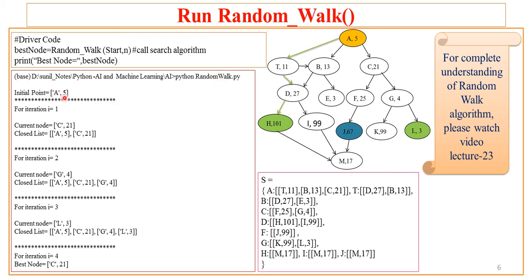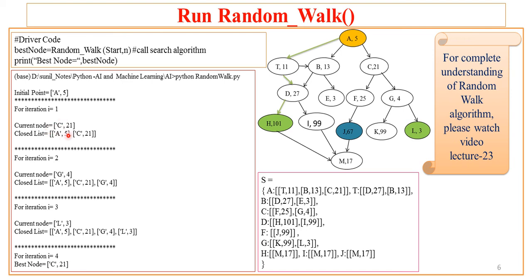So the initial starting point is A with heuristic value 5. For iteration I equal to 1, it will take A as the initial point. The move gen function will be called, which will return the children, that is T, B and C, for A, and of these three nodes which are the children of A, the random function will randomly pick C. So the node C is randomly picked.